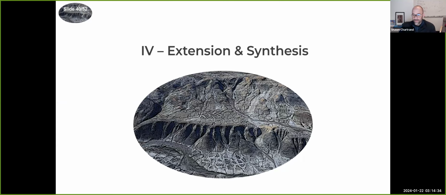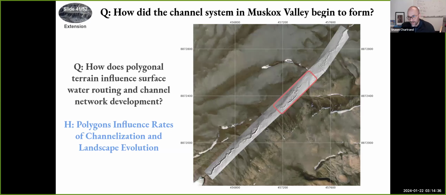Okay, so the question that we are setting out to answer is, how does polygon terrain influence surface water routing and channel network development? Essentially, at this point, all I've shown you are observations from our time in the field and some data we collected, and we are analyzing that data following systematic processes, and we're trying to infer what could have happened in this valley from those data sources.